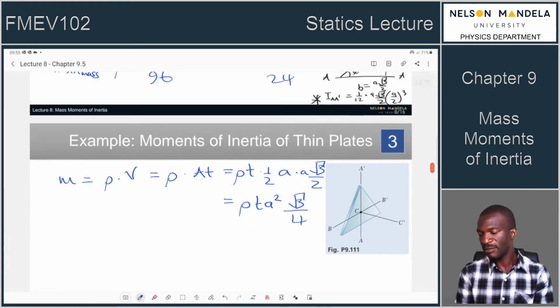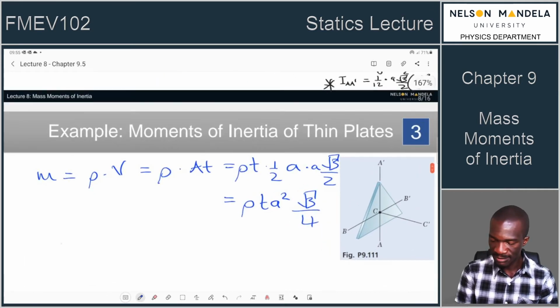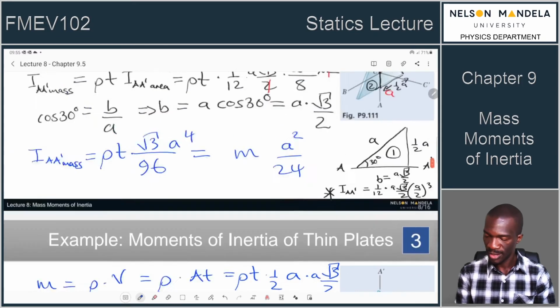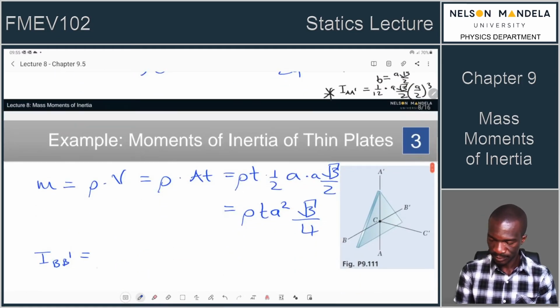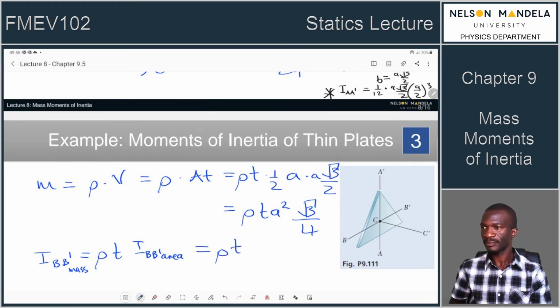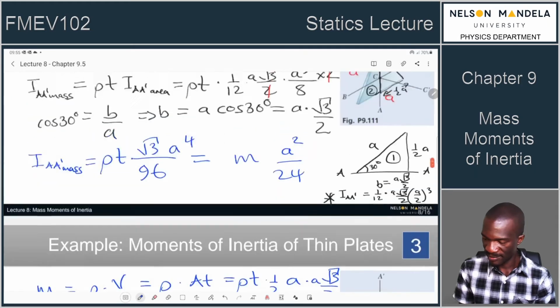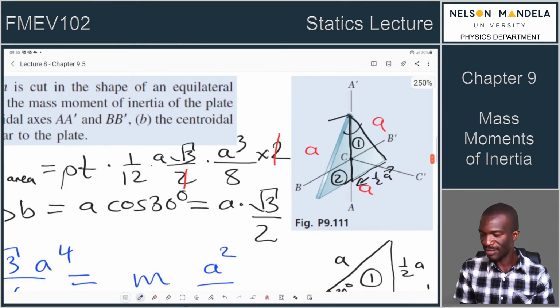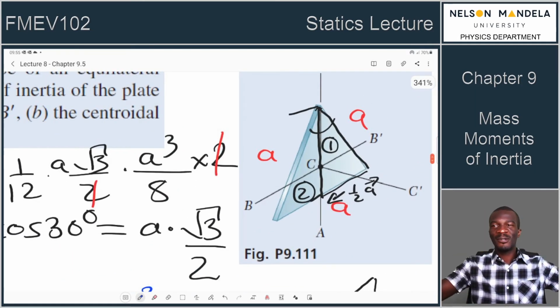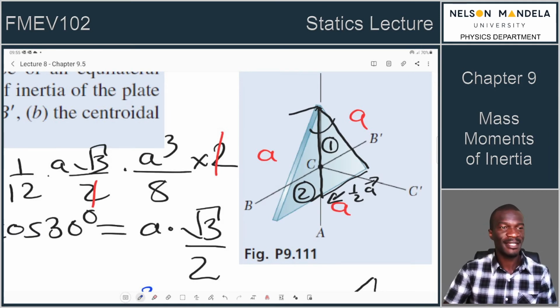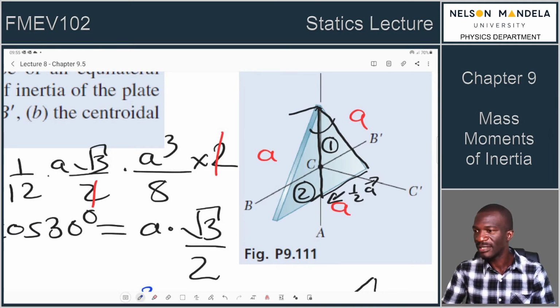Okay, I think for BB prime, I don't need to waste time. We know that our I_BB' is equal to rho T, this is mass, rho T times I_BB' area second moment. BB prime, let's look at BB prime. Centroidal, horizontal, parallel to what? To the base. So we just jump onto our tables.